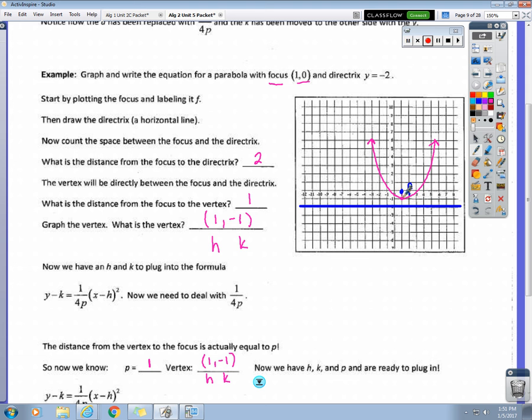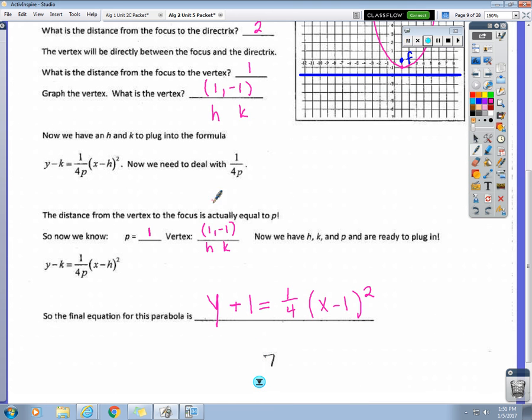The distance from the vertex to the focus is your p-value. So that's how we got p equals 1. And once we know that our vertex is (1, -1), that gives us the h and the k to plug in. And once we know p is 1, that gives us the p to plug in, and then we just write everything down. Okay, let's try another one. Go to the next page.